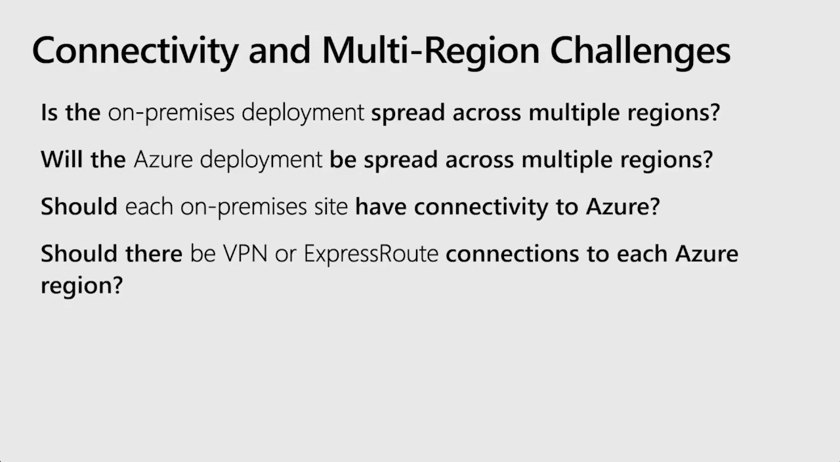So Tailwind Traders needs to ask whether their on-premises offices are in multiple regions. Have they deployed resources into multiple Azure regions? Whether each on-prem site should have individual connectivity to Azure, and whether or not those sites need VPN or ExpressRoute connections into each Azure region. You can start to see how all of these different questions and challenges and individual business requirements help you formulate the decisions you make about how this hybrid network topology is going to be configured.